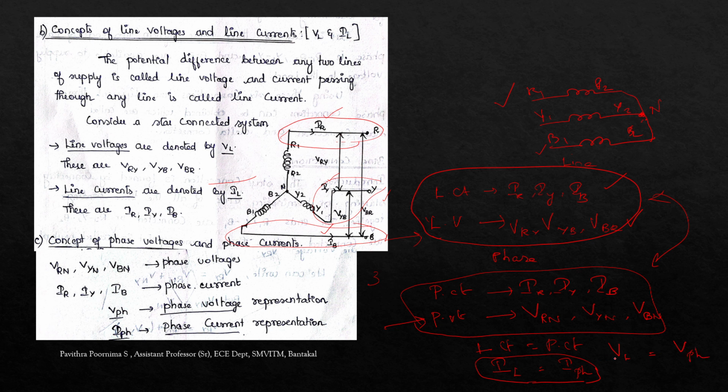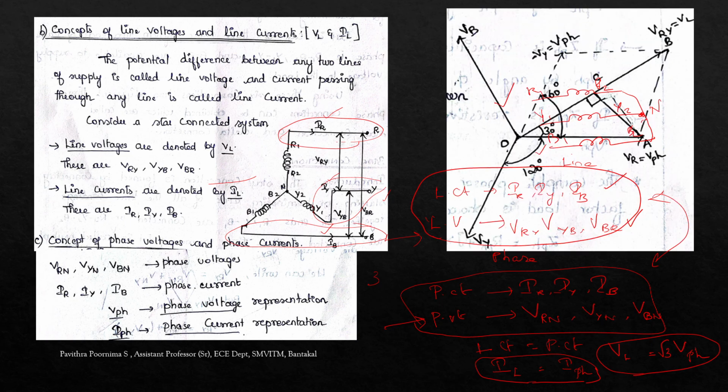Okay, IL is equal to I phase. What about VL and V phase? VL equal to root 3 times V phase. And there is one vector diagram here. So this is a vector diagram. This vector diagram gives you the relation between the line voltage and the phase voltage.